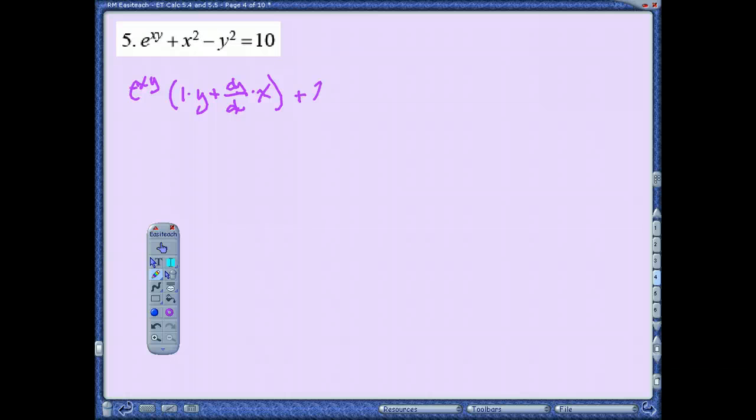The derivative of x squared is 2x. The derivative of negative y squared is -2y dy over dx. That's all going to equal the derivative of 10, which is 0. I need to distribute this through so that I can get my dy dx terms on one side, my non-dy dx terms to the other side. So e to the xy times y is y e to the xy. dy dx times x times e to the xy is x e to the xy.